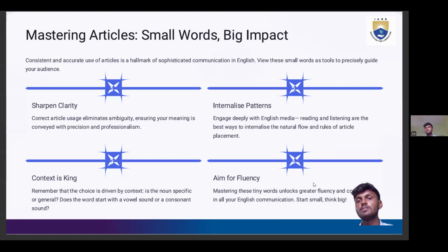Engage deeply with English media. Reading and listening are the best ways to realize the natural flow and rules of article placement.